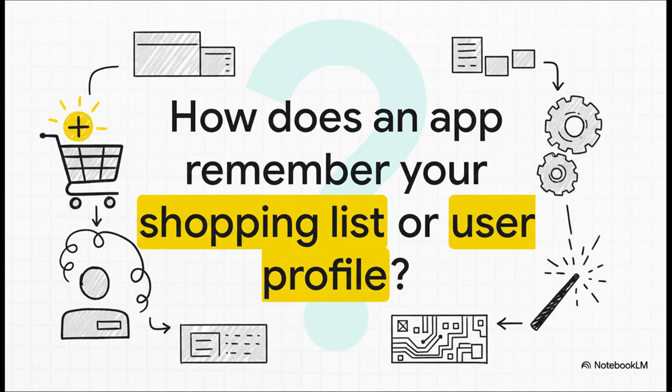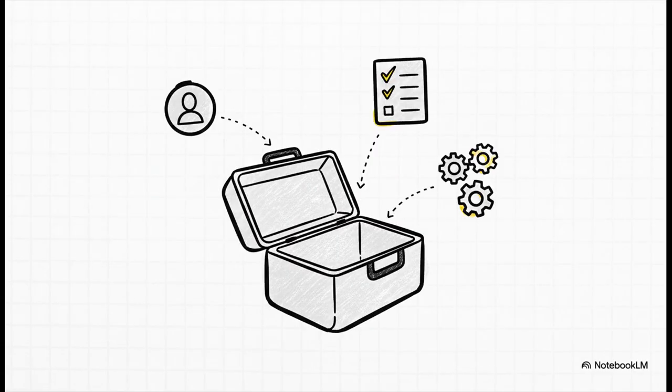When you're online shopping and you add something to your cart, or an app welcomes you by name, how does it actually remember that? It's not magic, I promise. It's all about having the right tools for the right job. And honestly, the best way to picture this is as a digital toolbox. Every little piece of information, your name, that shopping list, your personal settings, it all needs a specific kind of container to live in. So today, we're going to take a look at the most important tools inside JavaScript's toolbox.